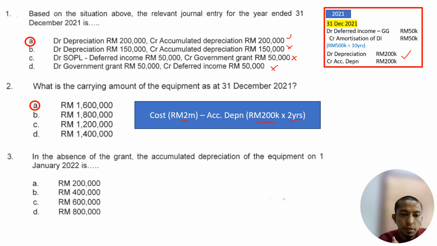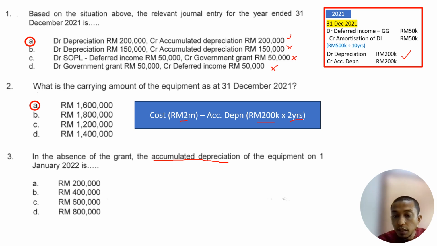What if in the absence of grant, the accumulated depreciation of the equipment on 1st January 2022 is how much? All right, by right, guys, this one is deferred income method. Under the deferred income method there is no difference in accumulated depreciation, even if you have a grant or you don't have a grant. The only one that is different is the write-off against asset method.